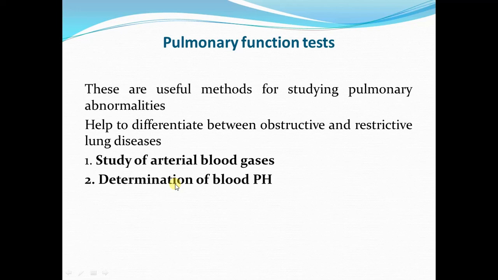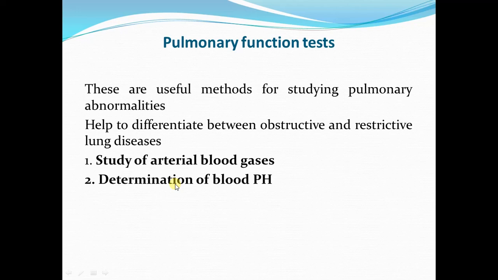In this test, we determine the partial pressure of oxygen, or the concentration of oxygen, and the carbon dioxide in the arterial blood. It gives us useful information about the alveolar ventilation. And from our previous discussions, you must know the normal values of partial pressure of oxygen in the arterial blood as well as the partial pressure of carbon dioxide in the arterial blood.